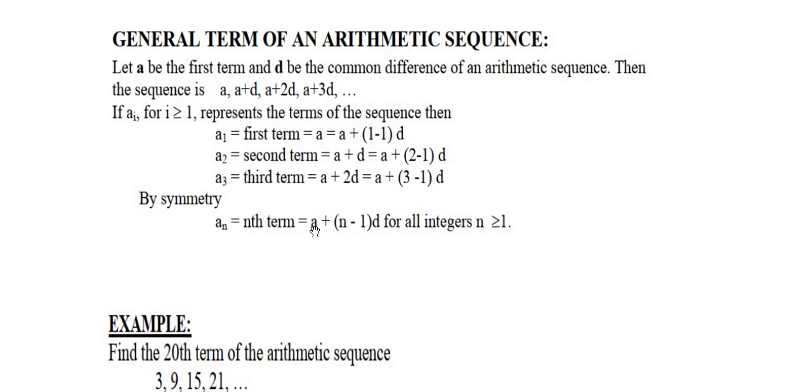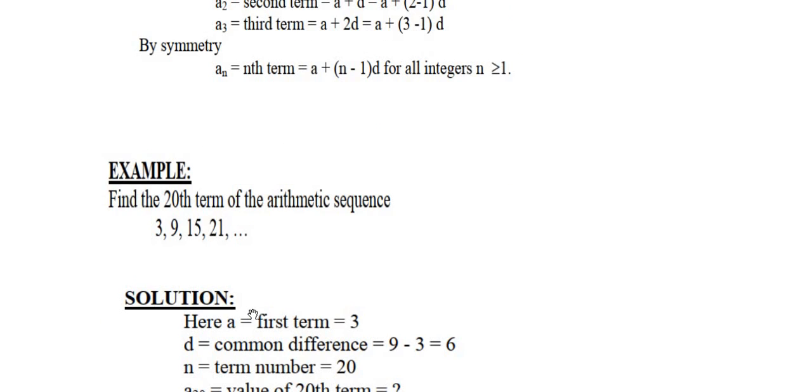a1 is here, there is a mistake, it is written as a, there will be a1. An is equal to a1 plus n minus 1 d, where d is the common difference, n is the total number of terms which we use in the sequence, and a1 is the first term. Okay, now there is an example which we will solve by this formula.